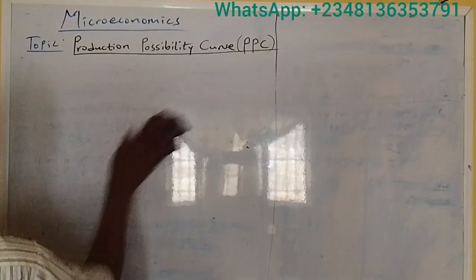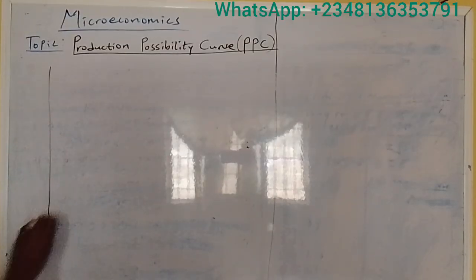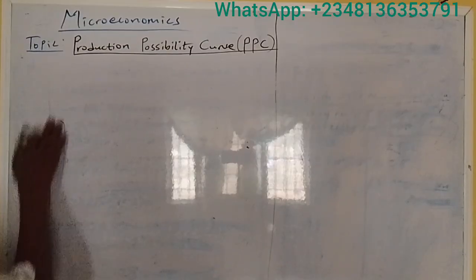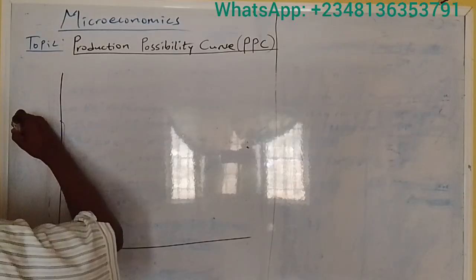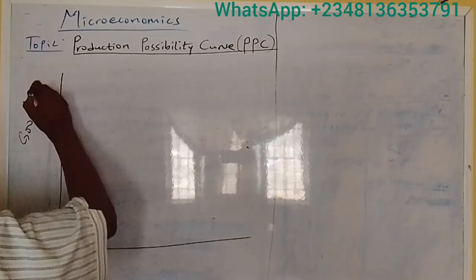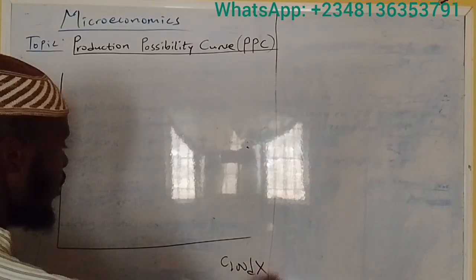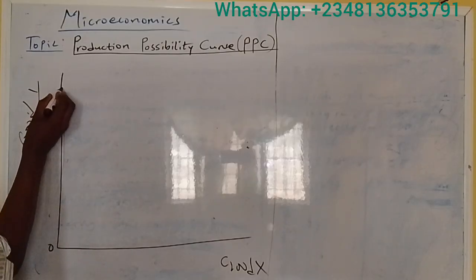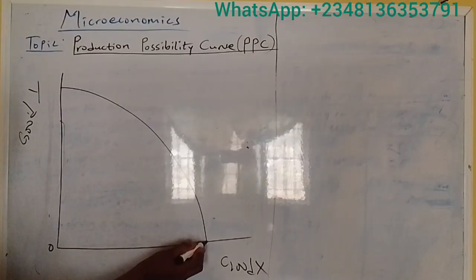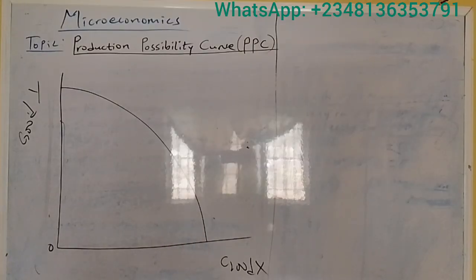Now, let me draw that here. Let's assume we have good Y on the vertical axis and good X on the horizontal axis, because our assumption earlier is that the country produces two goods, now named good X and good Y. Now, the usual production possibility curve looks like this. It's concave to the origin.